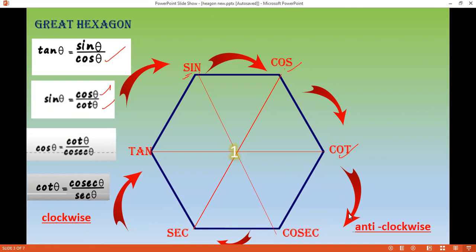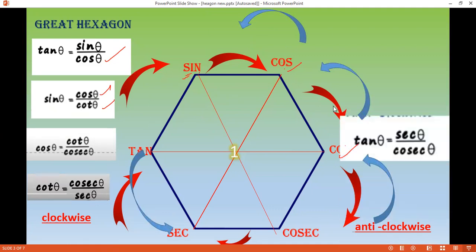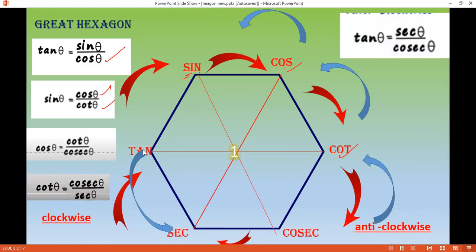Yes. Now how should it be in anti-clockwise? Let us look at this. If I go clockwise, tan theta is equal to sine by cos. Now I am going in anti-clockwise direction. So in anti-clockwise direction, what will be the tan theta? Come on, look at this. Tan theta is equal to sec theta upon cosec theta, right?